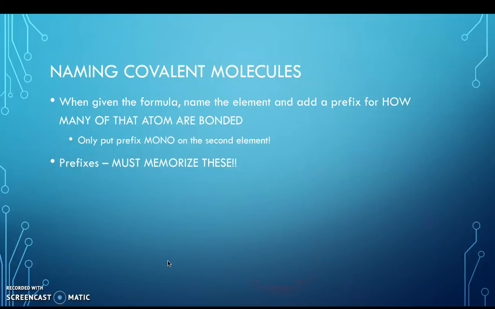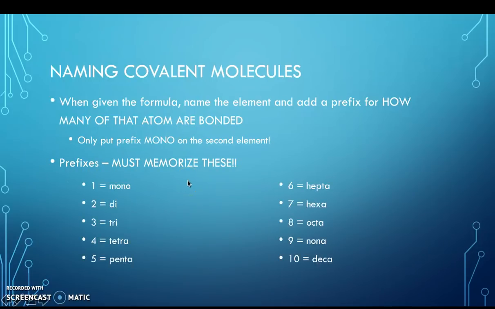Now, naming covalent molecules. When you are given a formula, so letter for an element, subscript, letter for an element, subscript, you name that element and then you add a prefix. The word prefix means that it's a word that is attached to another word that means something. Our prefixes here tell us how many of that atom are bonded. We only put the prefix mono on the second element, and you need to memorize these prefixes.